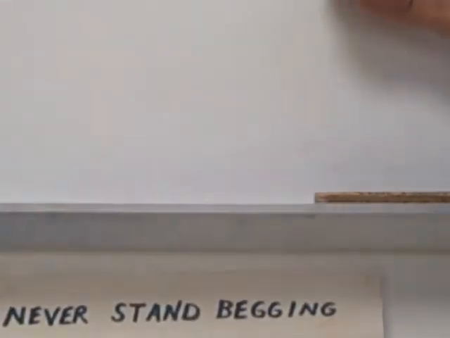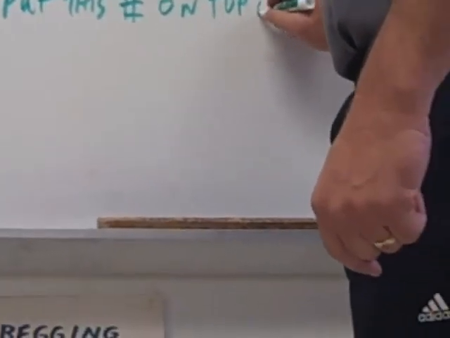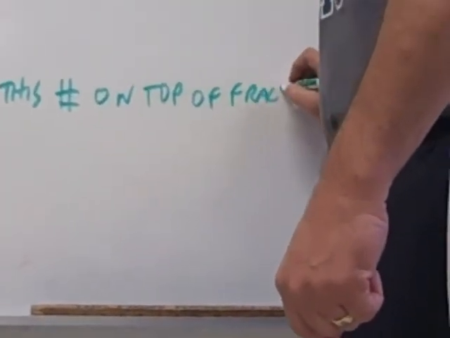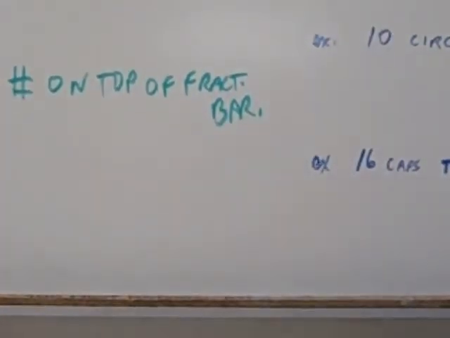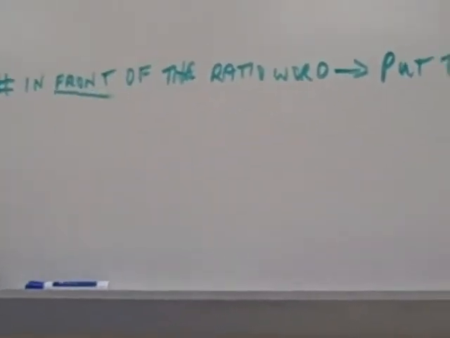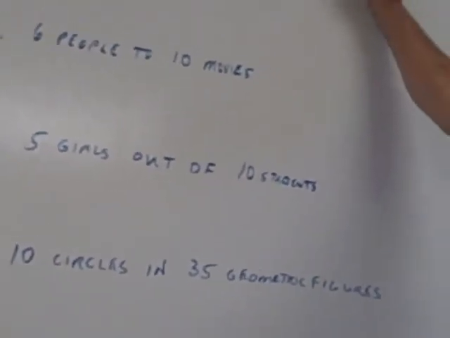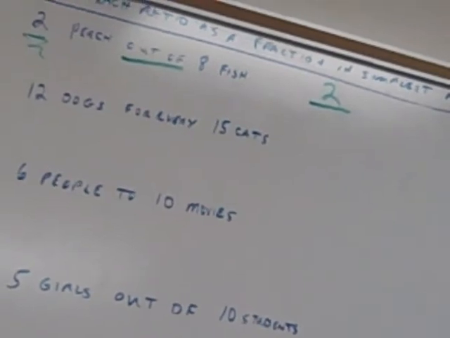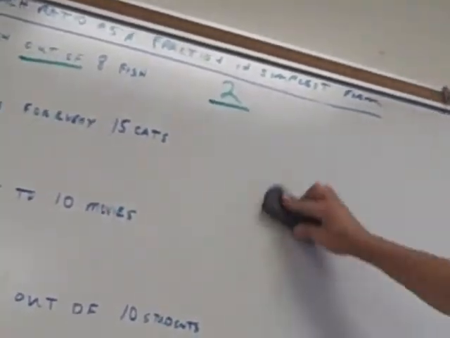Put this number on top of the fraction bar. The number that's in front of the ratio words goes in the numerator. So put a fraction bar and put a 2 on top. It just takes a while to write all the notes down. It doesn't take long to actually do it when we work a problem.